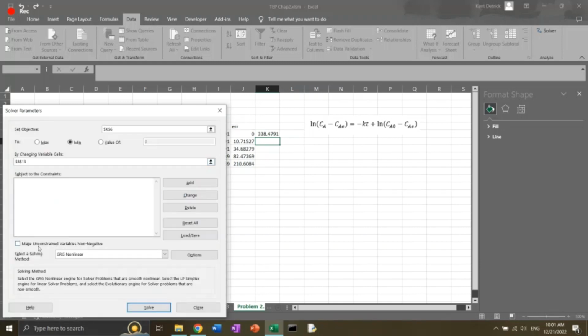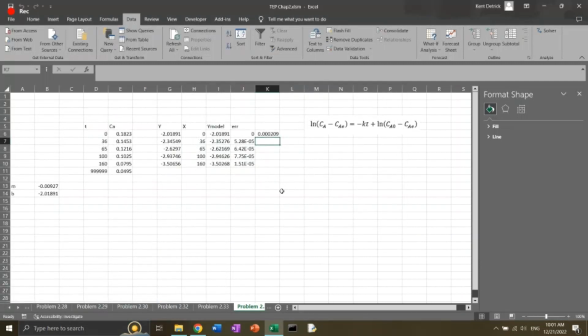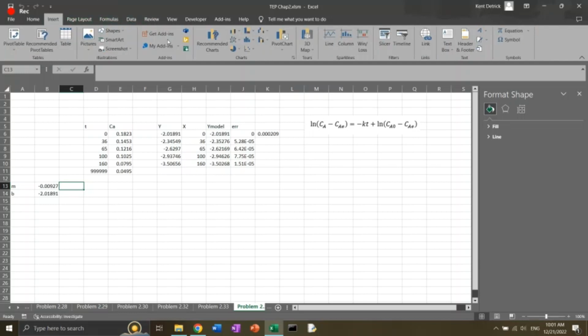We don't want it to be non-negative. We know that m is negative, in fact, so make sure that's not checked. And then we've reduced our error quite a bit. It's very close to 0 here, and it's given us a slope right here that's pretty close. That should be pretty close to a good estimation of what the reaction rate constant is. Okay, so let's graph this.